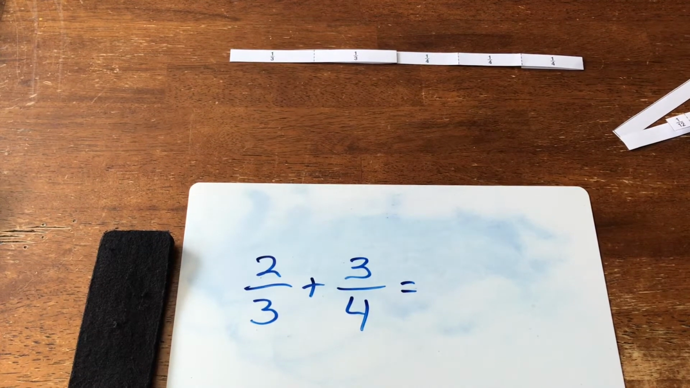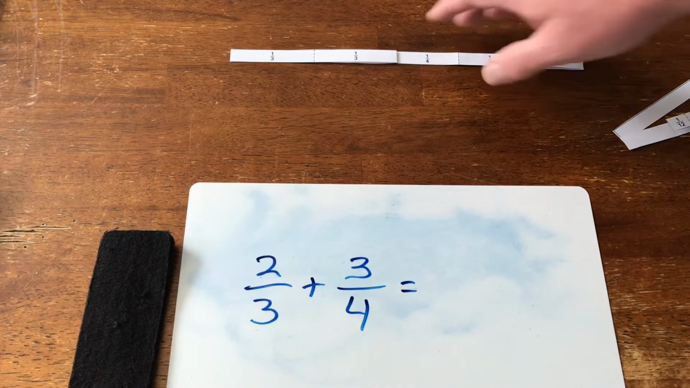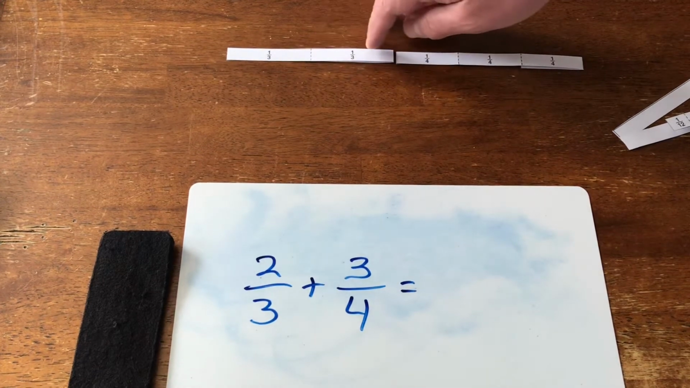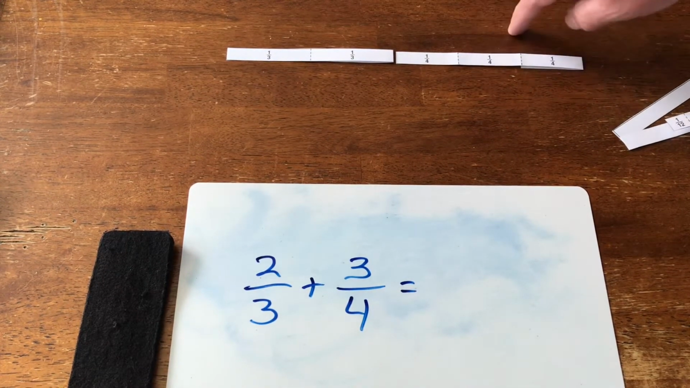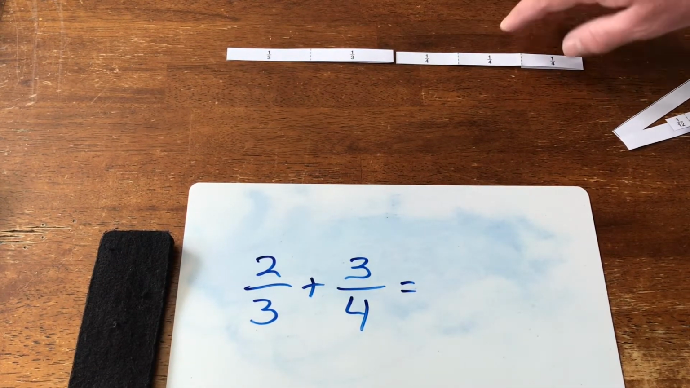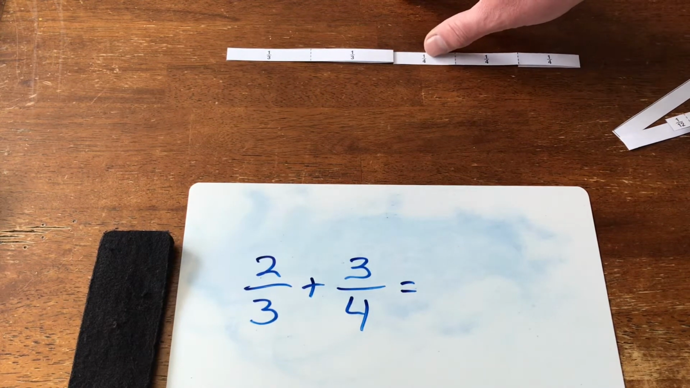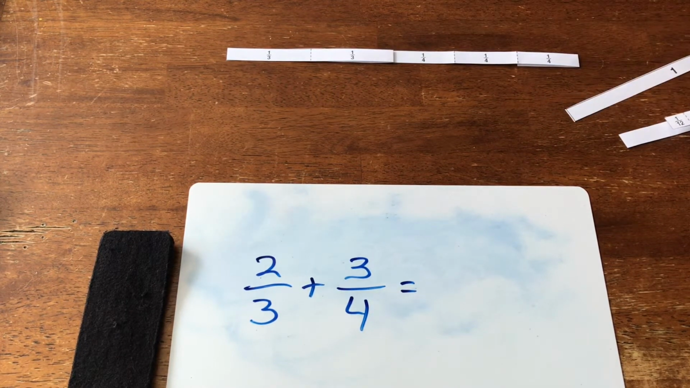This is an example problem of addition of fractions using fraction strips. We have 2/3 plus 3/4. And as you can see, we have the 2/3 strip already folded, so we have 2/3 showing. And the 4th strip folded, so we have 3/4 showing. So we line them up. And then we find strips that fit.